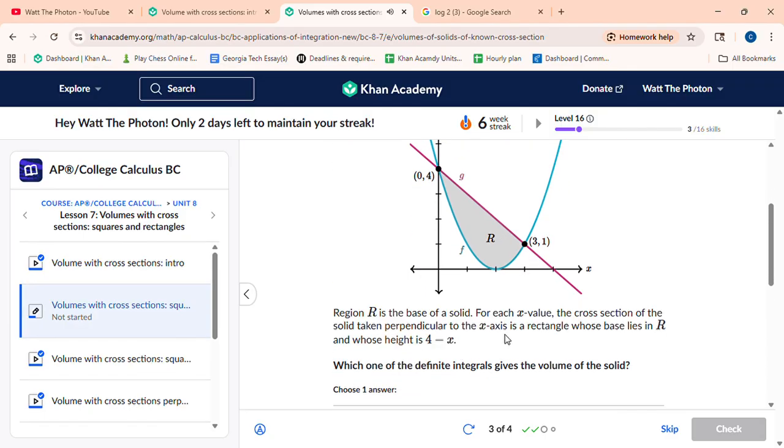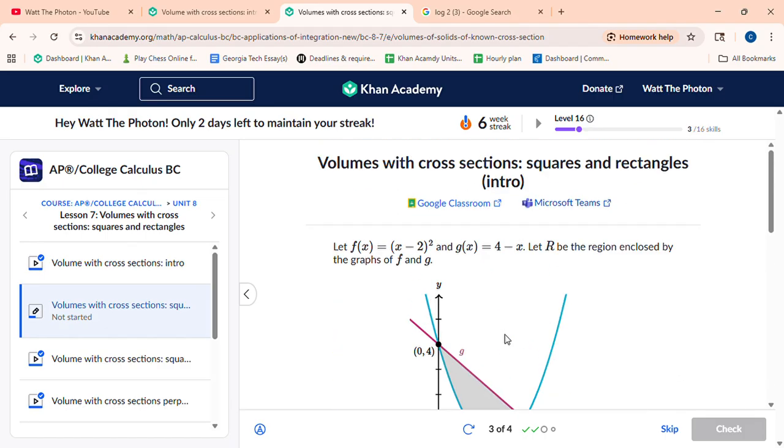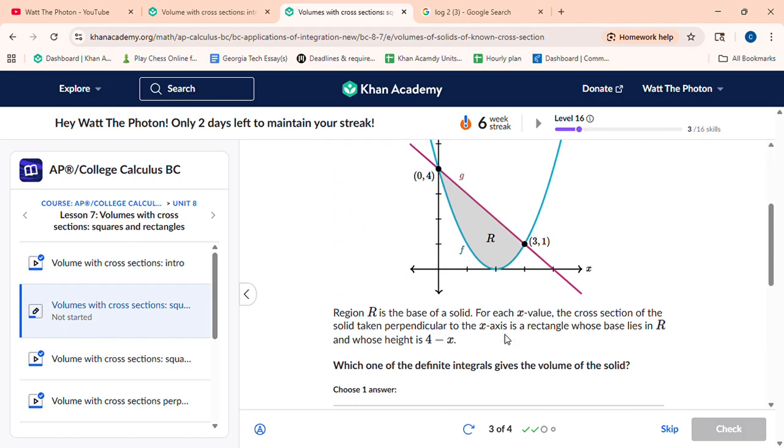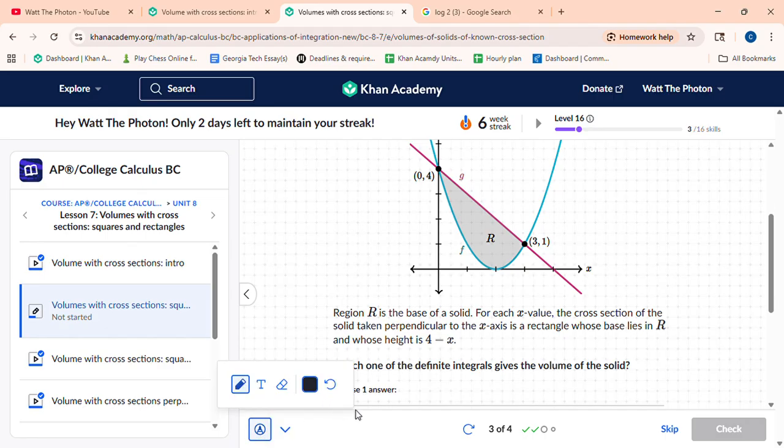The region R is the base of a solid. What is the value? So we have integral perpendicular to the x-axis. Okay, so y equals 0, so y equals f of x, so we have g of x minus f of x. The integral from 0 to 3, from 0 to 3.